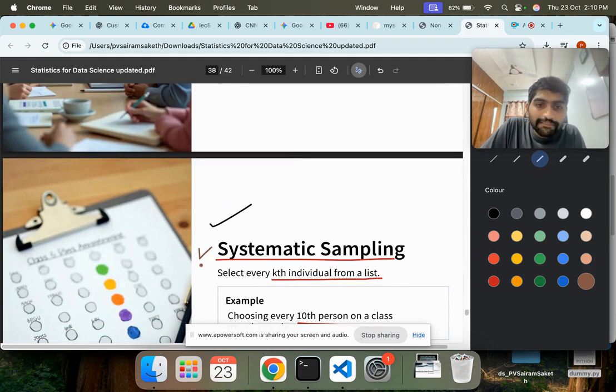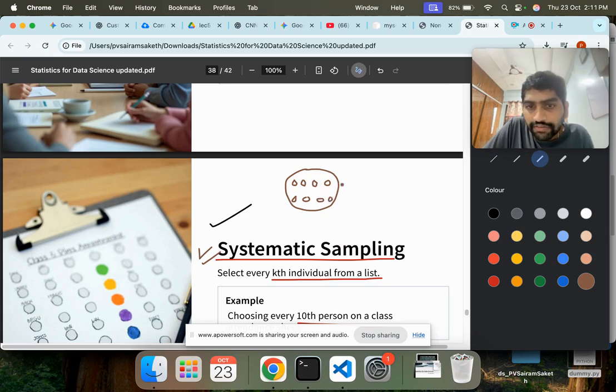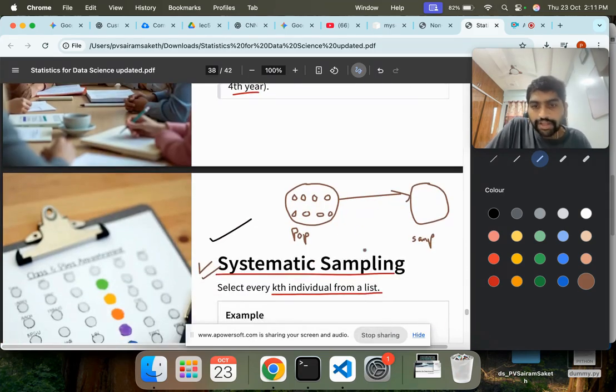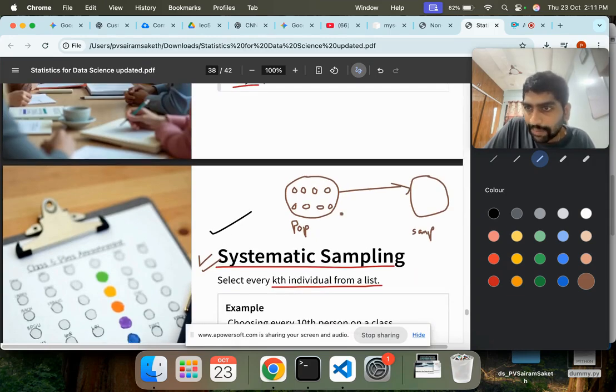In systematic sampling also, probability is used. How? Let's say you have 8 entries in this circle. So in systematic sampling, let's say this is the population, and this is the sample. Let's say I selected two elements, which are the two elements that you will get here. Now in systematic sampling, it depends upon the k value.